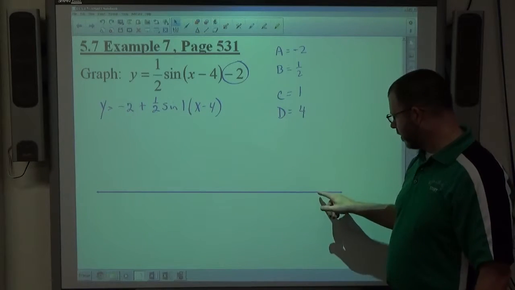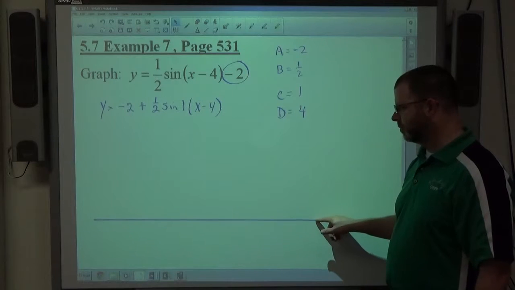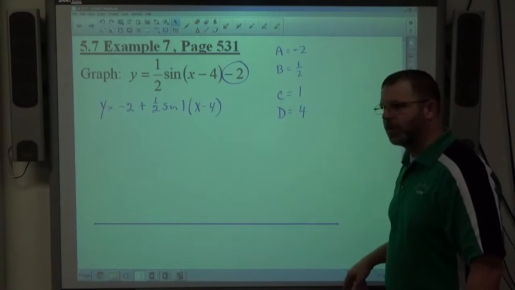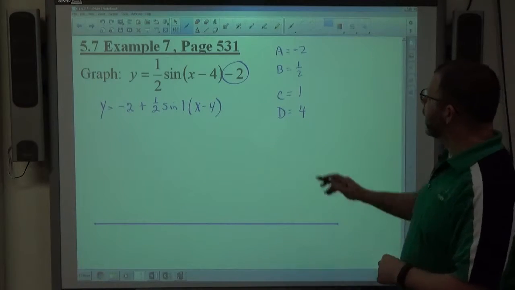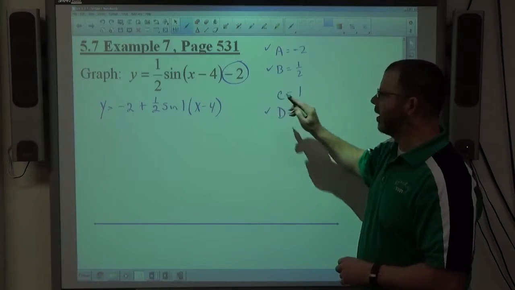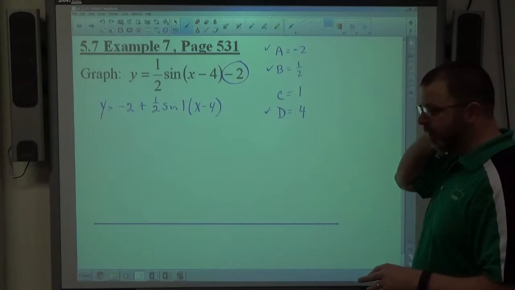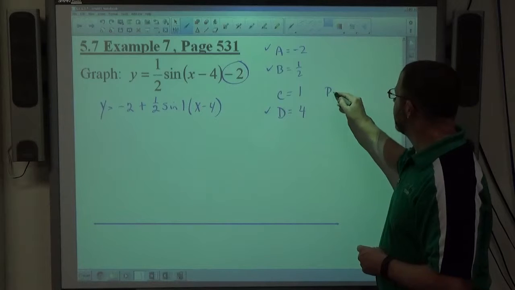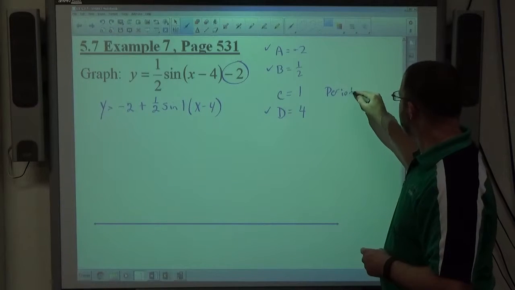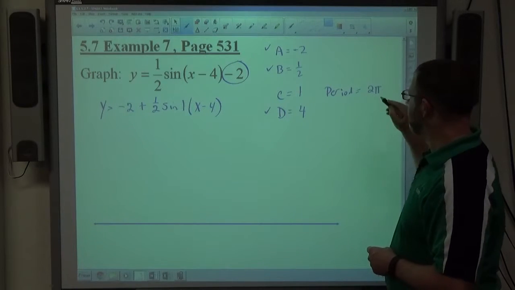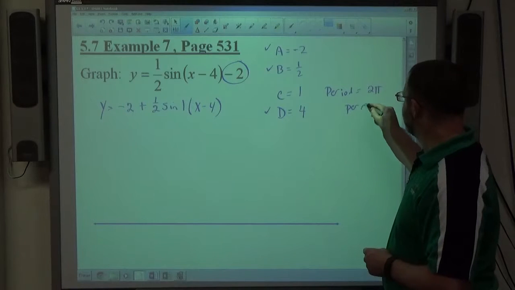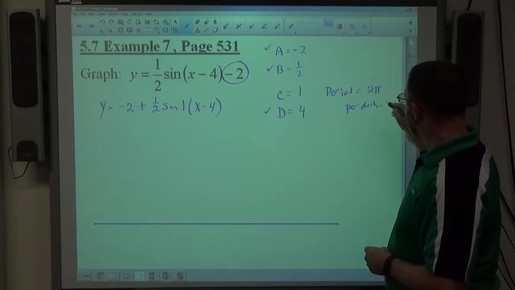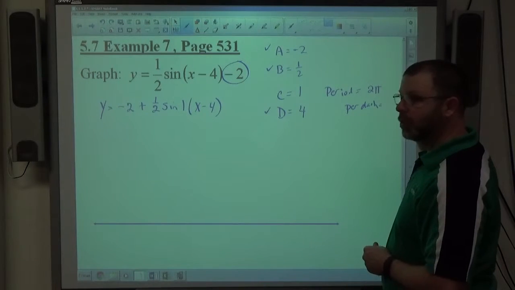I don't know why that's so long, but I'll run out of room here. All right. So again, A, B, and D are ready to go. They're going to help me do stuff, right? C is going to help me get the period. The period is going to equal 2 pi over 1. And the per dash is going to be pi over 2.